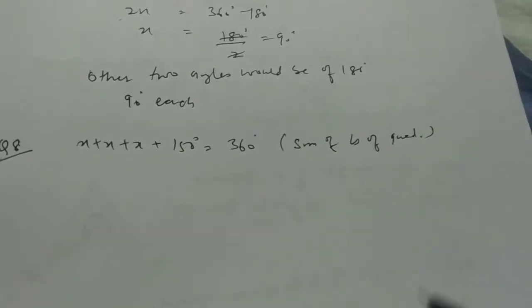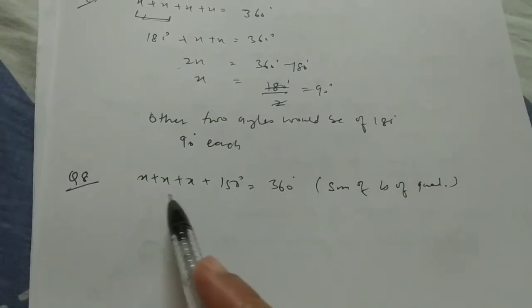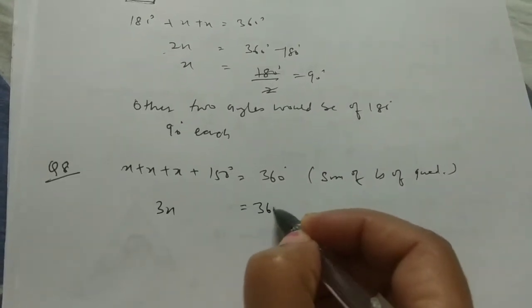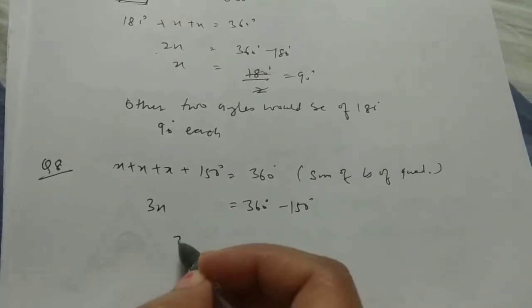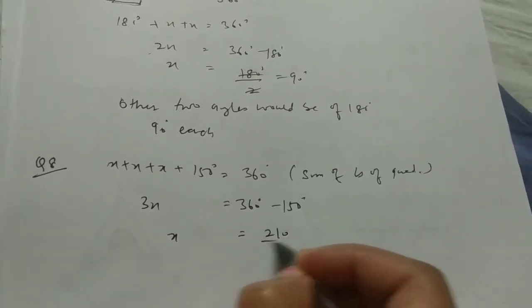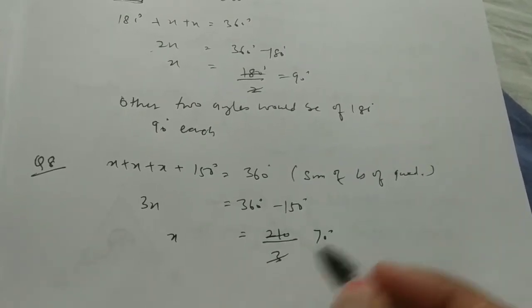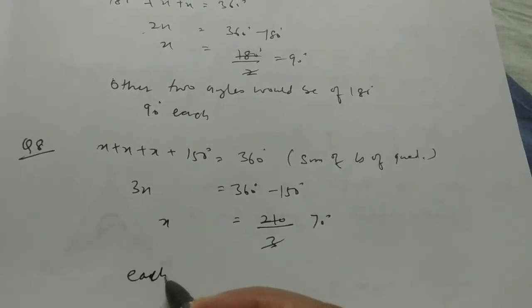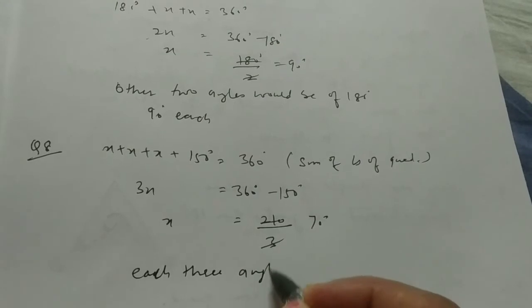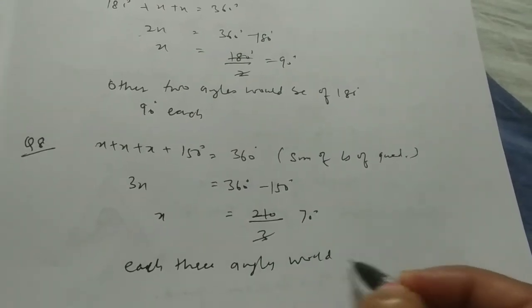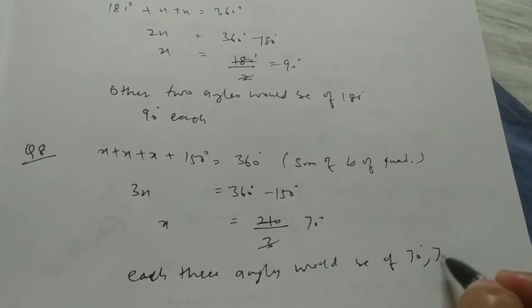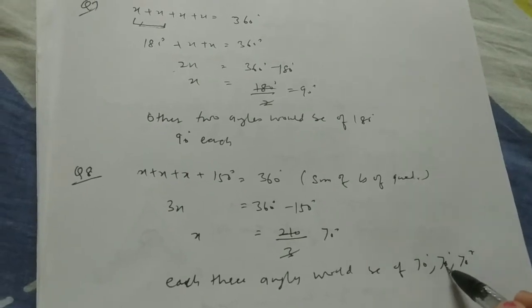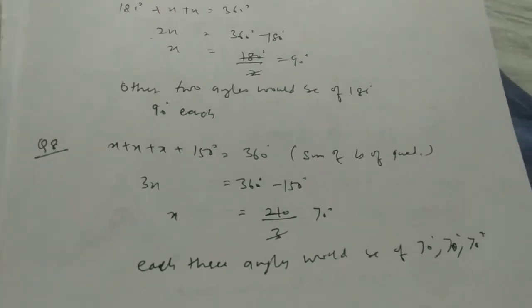Here we should give the reason every time we write this equation. So we can write 3x equal to 360 minus 150 degrees. So x would be equal to 210 by 3, that is 70 degrees. So each angle would be 70 degrees, 70 degrees and 70 degrees. Hope the question is clear. Have a full glance of question number 8.